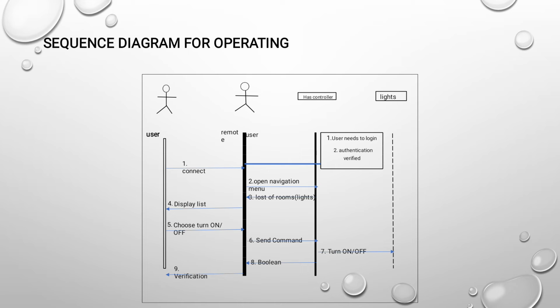Sequence diagram for operating. For operating, the user connects to the remote system, opens the navigation menu, and the command process uses the lights of the room and displays the list. Choose turning on or off, or send a command. There are only two commands, on and off. Using boolean, we can verify.